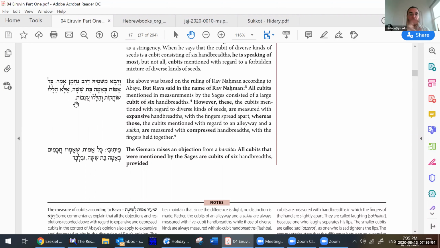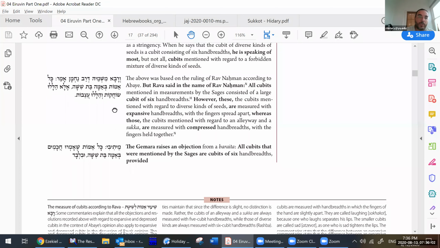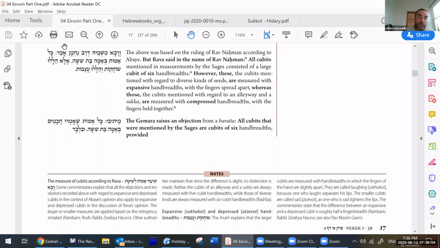There is some difference between a little bit bigger and a little bit smaller, but only a much smaller difference. Okay, now with that we have Abaye and Rava, these two opinions. We're going to challenge the first one, Abaye. Metivei: Kol amot she'amru chachamim ba'amma bat shisha.